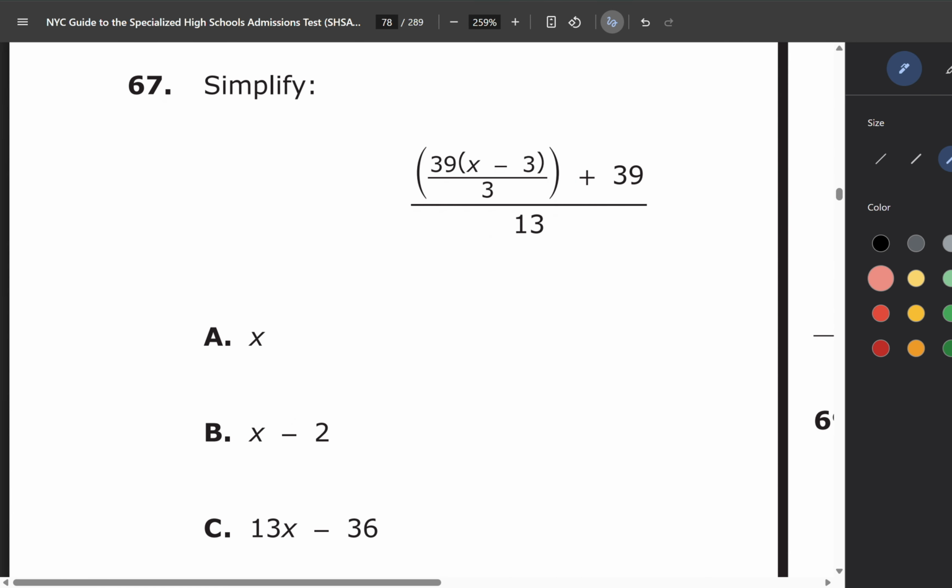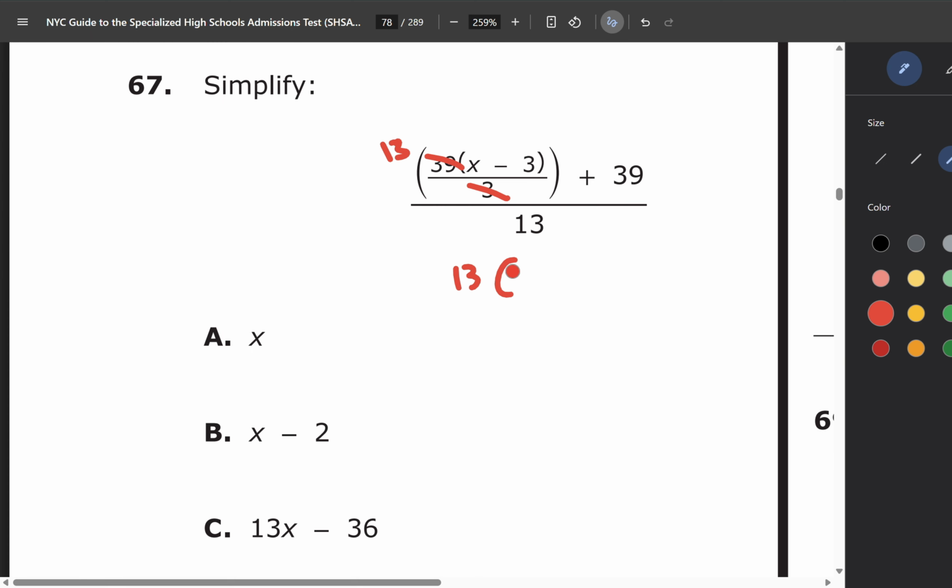Next, we have 67. Here we are told to simplify the expression. So first what I want to do, because I notice this is a complex fraction, where we have a fraction in a fraction, is try to get rid of that. So immediately what I see here is that we are dividing 39 times this parentheses over 3. We're multiplying this by 39 dividing by 3. So what I want to do here is first simplify this by turning this into 13 and just canceling this out. What I'm basically doing is just dividing 39 by 3, and that is equal to 13.